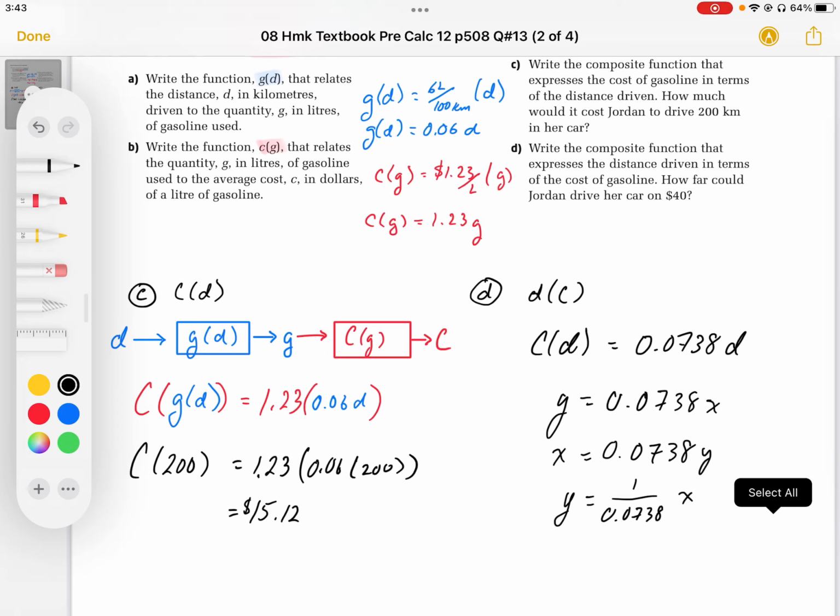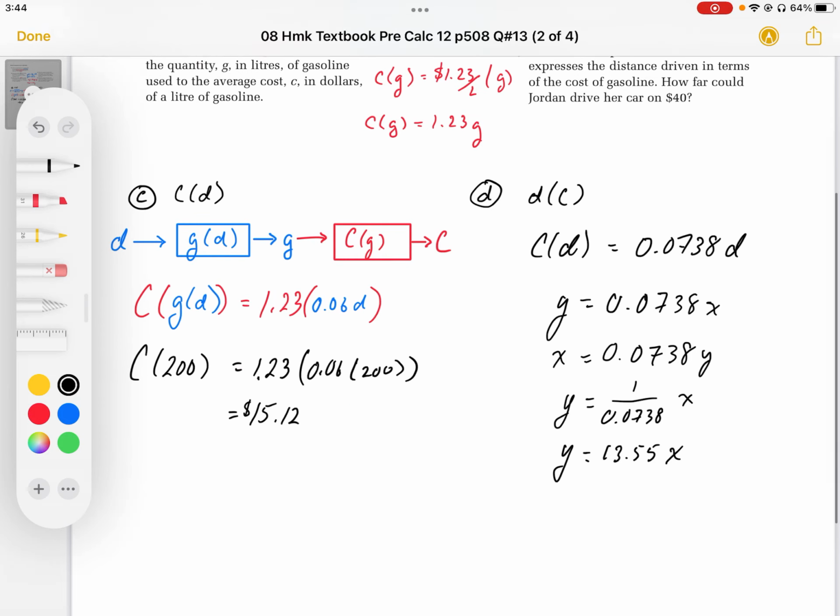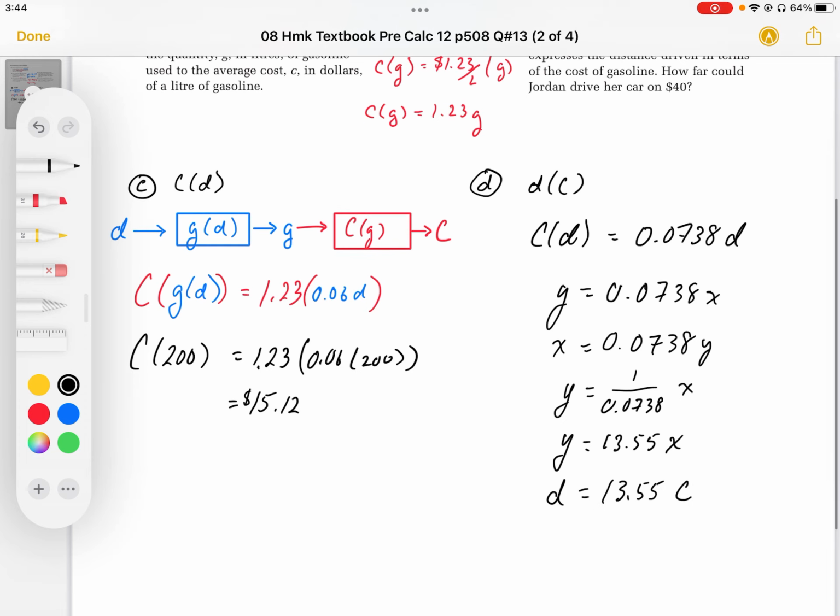Okay, and then I can just do 1 divided by 0.0738, and then instead of using a decimal like that, I'm just going to use a multiplier, 13.55. I'm just going to round this to 5. Okay, so there's my new equation. My output is going to be my distance driven. My input is going to be the cost. So there's my D as a function of C.